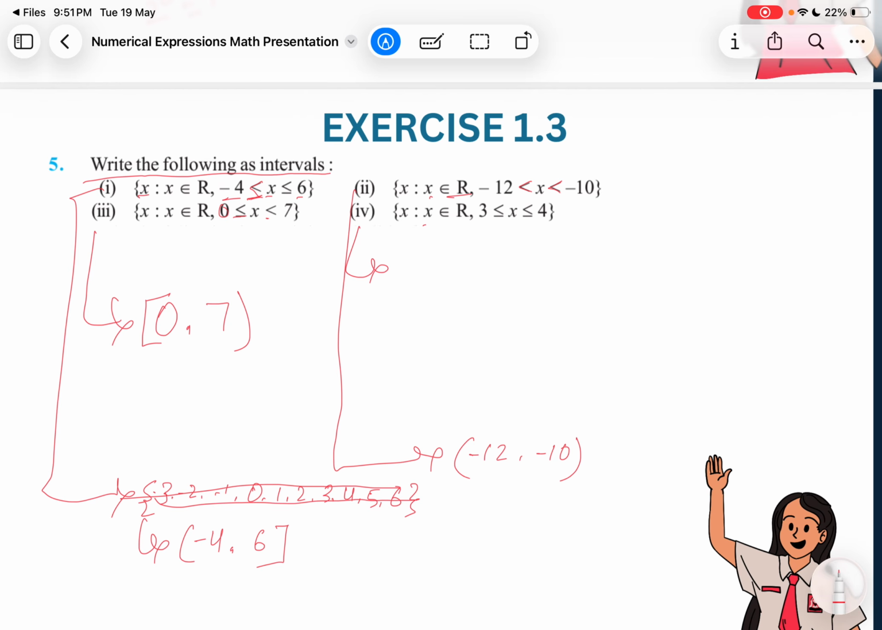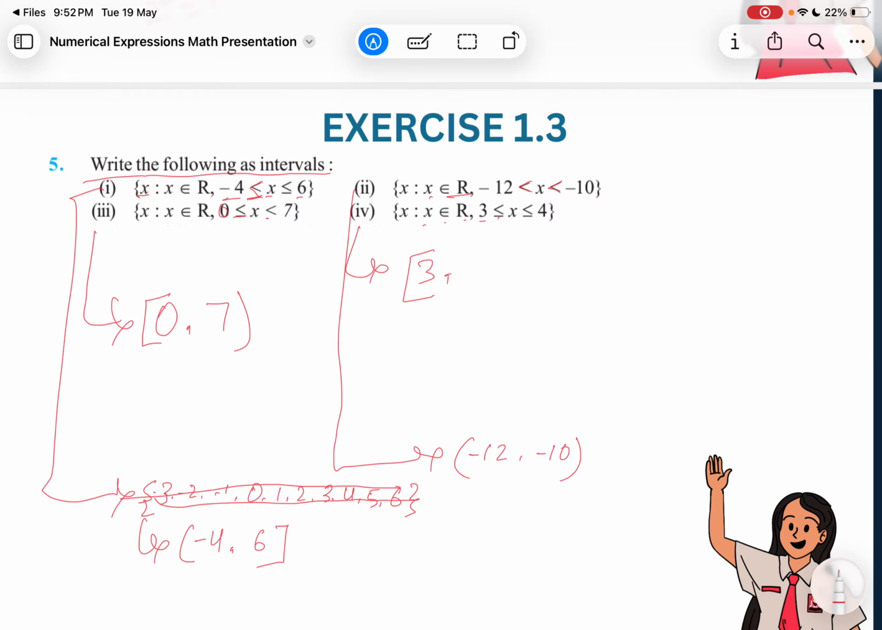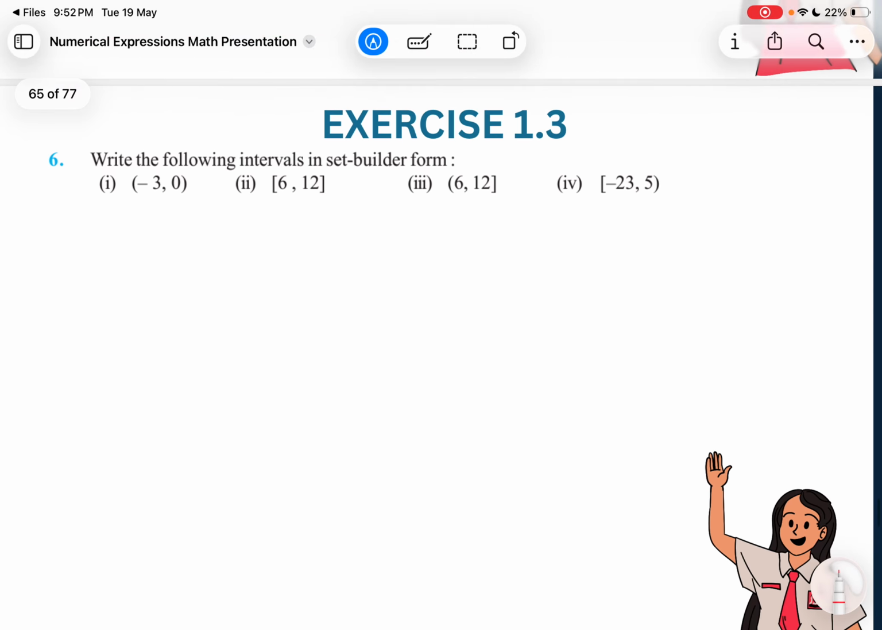Now question number 4, x belongs to R, 3 is less than or equal to, so you can write 3 comma 4 is also included, then this is the interval 3 and 4. Okay, let's move to another example.